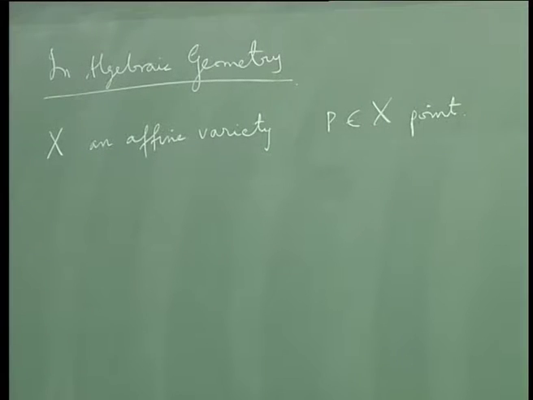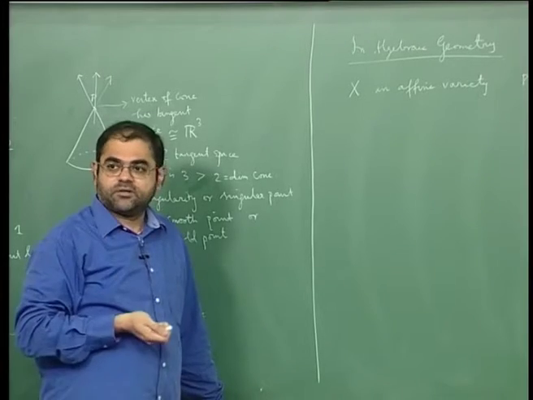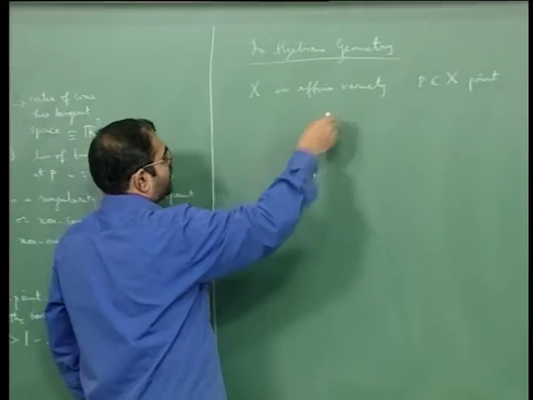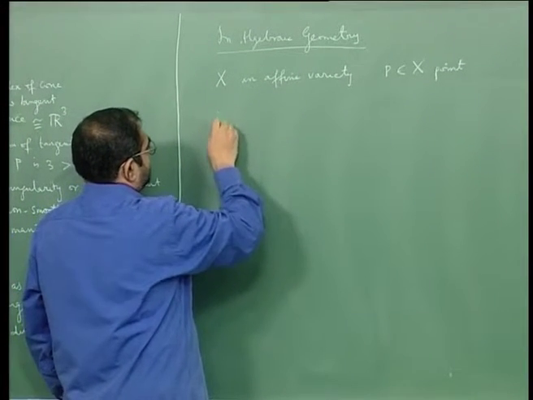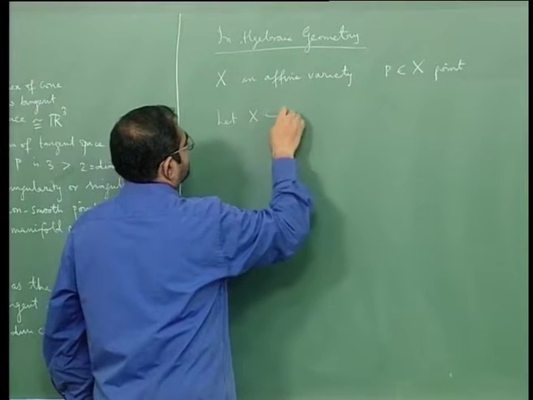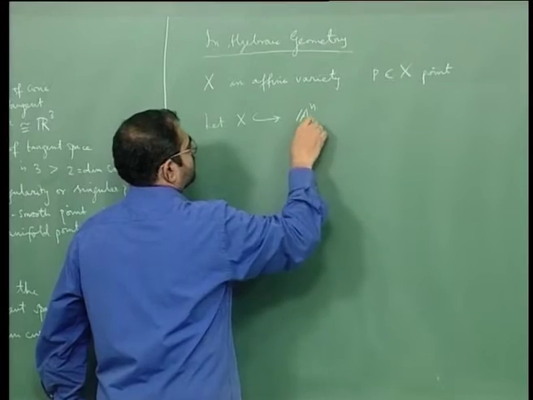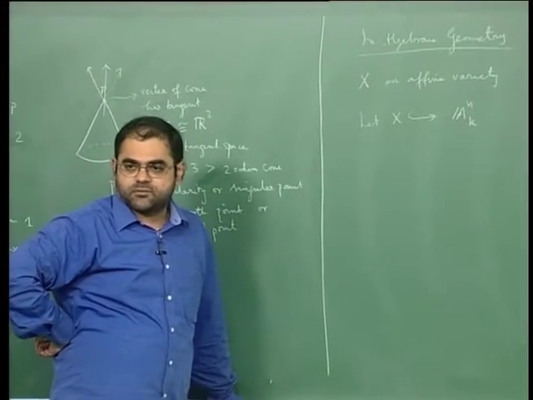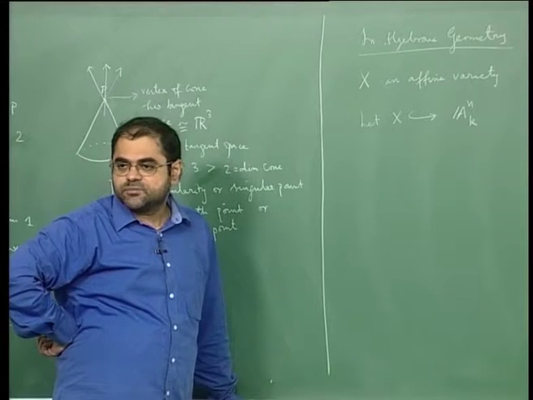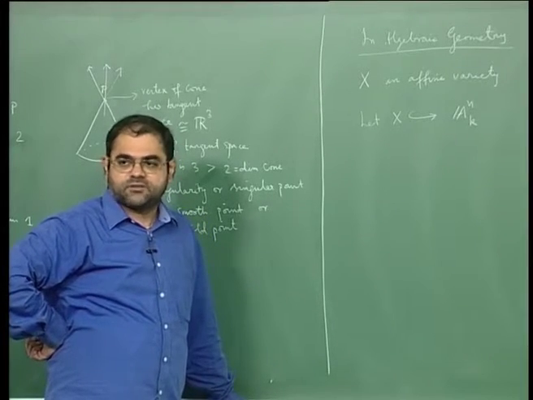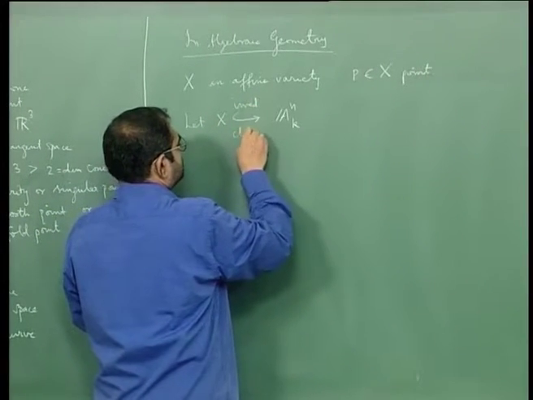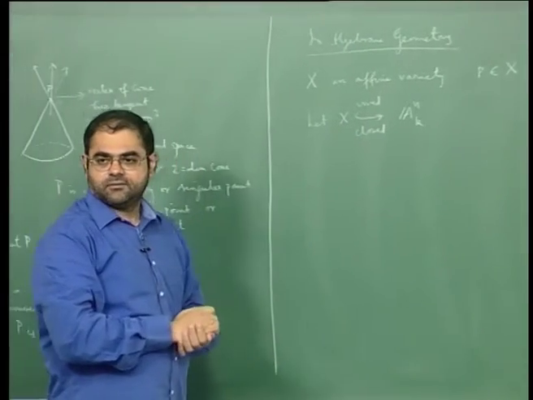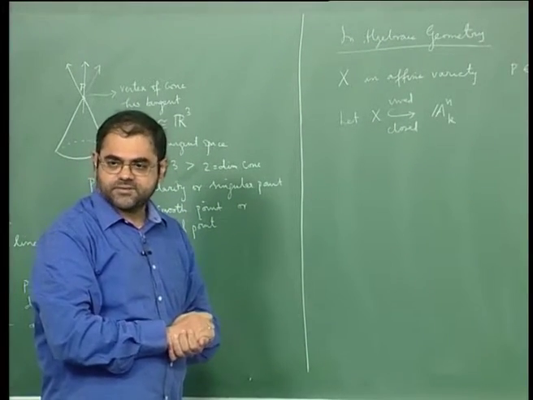How do you define that P is a smooth point or a non-singular point? For that, you do the following thing. Let X sit inside some affine space over K. K is of course an algebraically closed field. X is an affine variety, so it is an irreducible subset; by definition X is isomorphic to an irreducible closed subset of affine space.